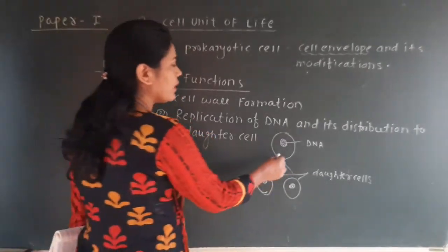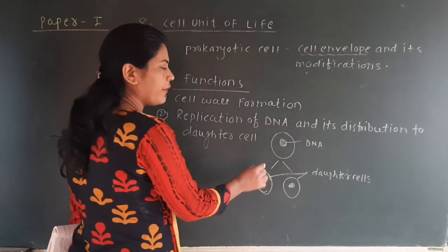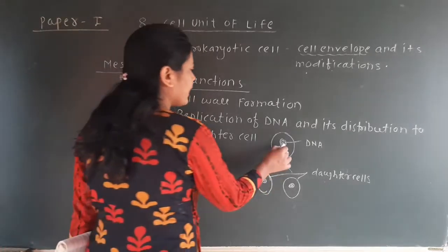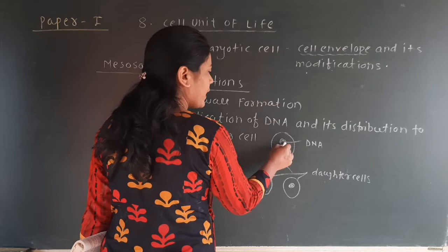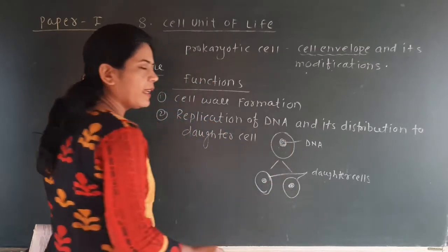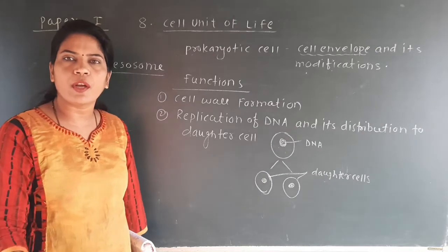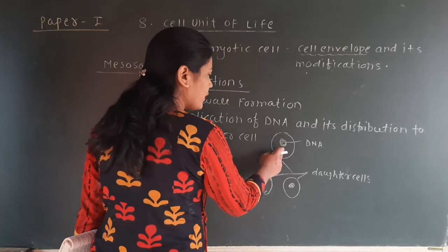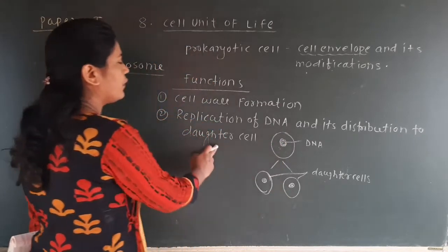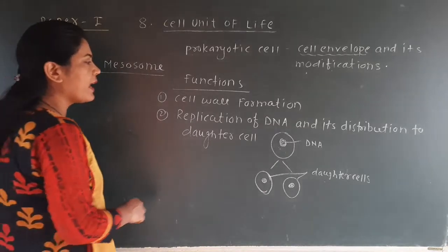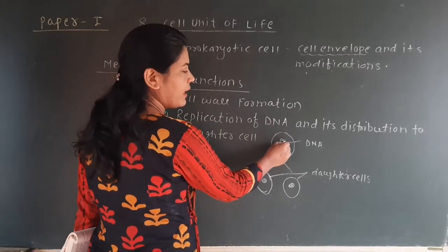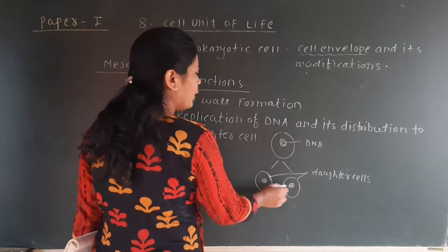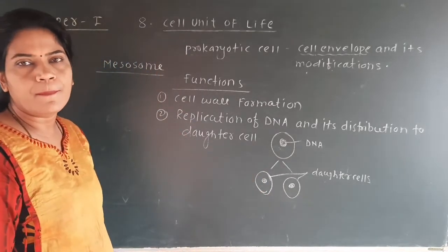Okay, here the original cell has this genetic material DNA, but when this cell is going to divide, it has to develop new copies of DNA. Here this DNA undergoes synthesis or replication, and it forms other copies of DNA, and those copies get distributed into new daughter cells. The replication of this DNA and its distribution into the daughter cells is the function of this mesosome. So replication of DNA means synthesis of this DNA, many copies of this DNA are made, and many copies get distributed into the daughter cell. It is the function of the mesosome.